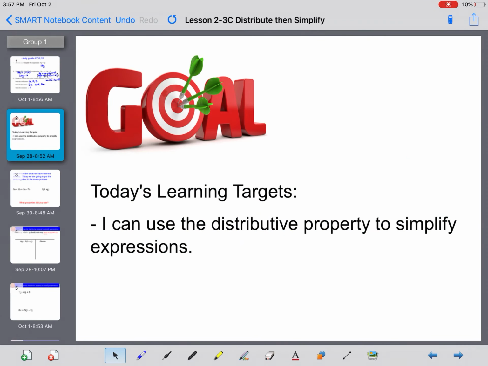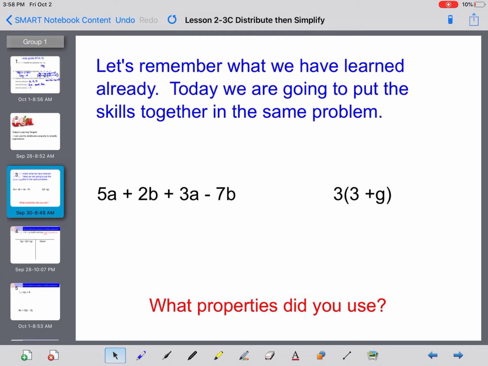All right. The learning target for today is to use the distributive property to simplify expressions. So really, we're just combining two skills that we already know how to do. So let's remember what we have learned already, so that way we can put these two skills together. So first, we learned that if we want to simplify this expression, we would simply rearrange the numbers so that the like terms are beside each other.